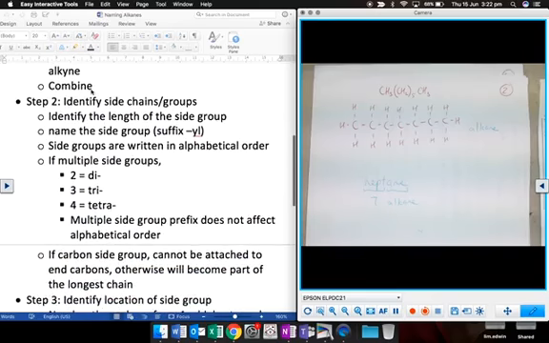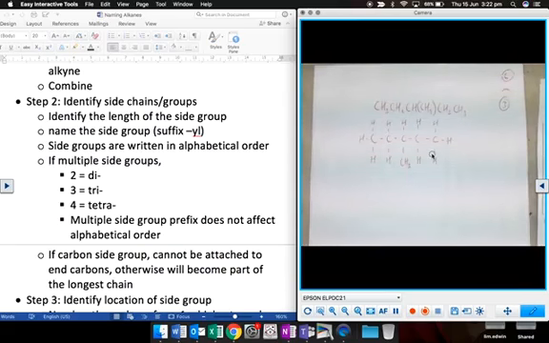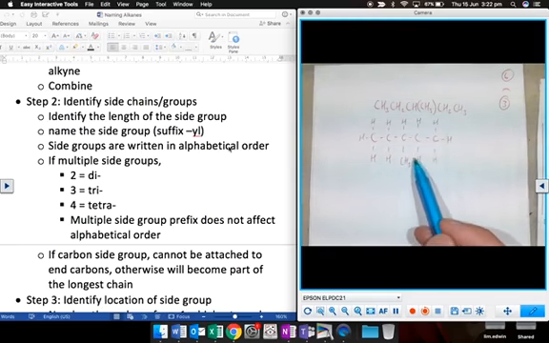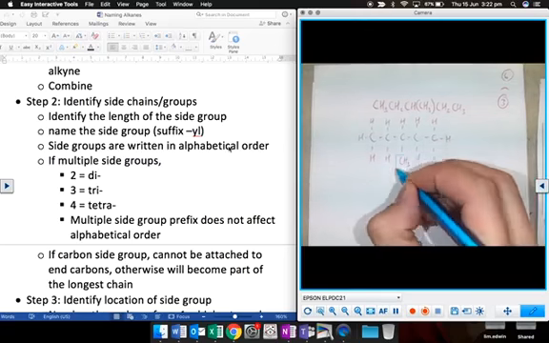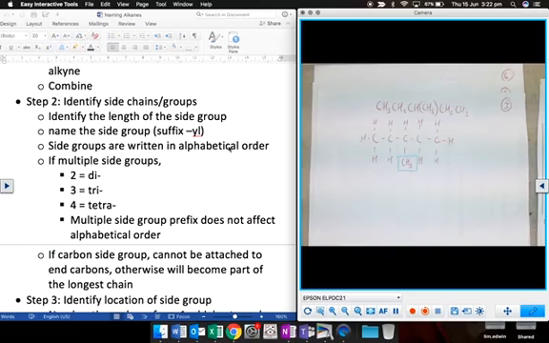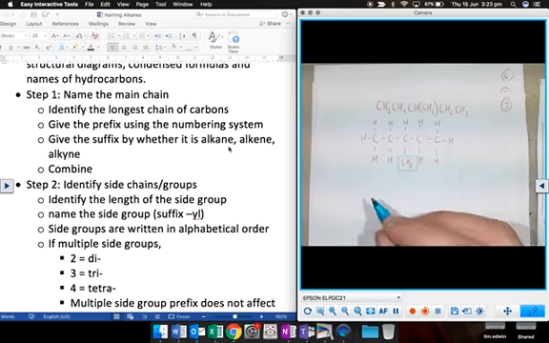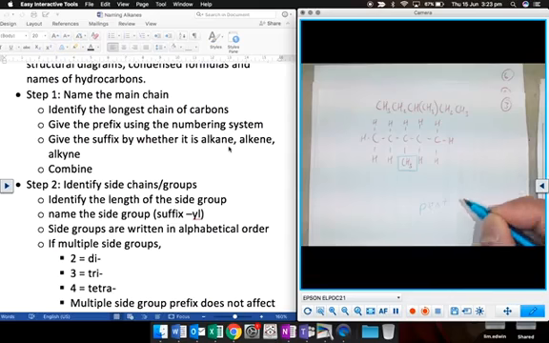Next, we're going to be identifying side chains or groups. So what is a side chain? It's a carbon or something that is not on the main chain. So here is another example. Here we have the main chain, the 5 here, but here we have a side chain. This side chain is made up of CH3. But first of all, we're going to name the main chain again. The main chain is composed of 1, 2, 3, 4, 5. 5 is pent. This is an alkane, so it's pentane.